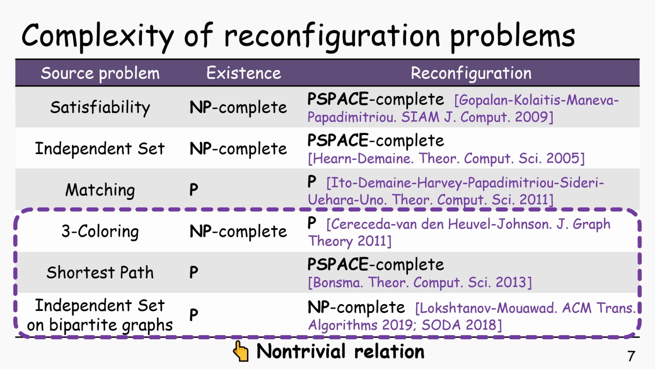This table shows some known results on the complexity of reconfiguration problems. Typically, if the source problem is NP-complete, then its reconfiguration problem is likely to be PSPACE-complete. And if the source problem is in P, then its reconfiguration problem is likely to be in P. But there exist some exceptions which demonstrate non-trivial relations between source problems and reconfiguration problems.